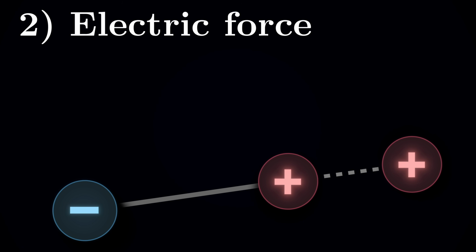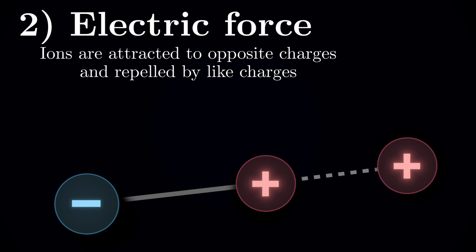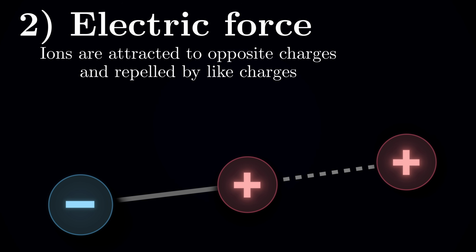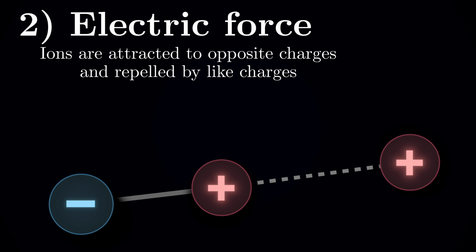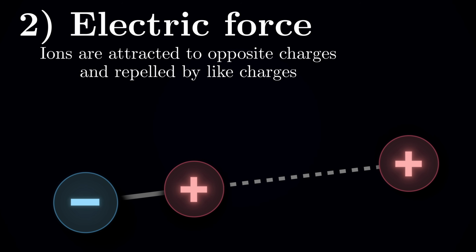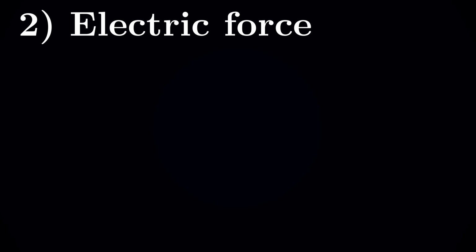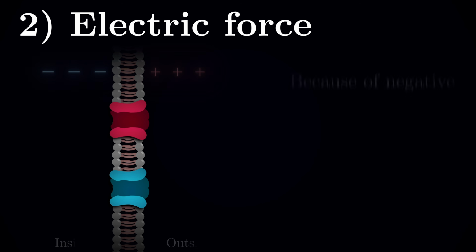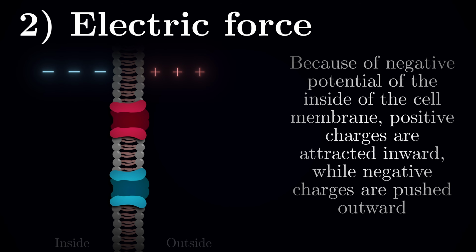Second, there is the electrical force. Since ions carry charge, they are attracted to opposite charges and repelled by like charges. Remember that in the intact physiological condition, there is an excess of negative charge inside the neuron. This means positive ions are attracted inward, while negative ions are pushed outward.